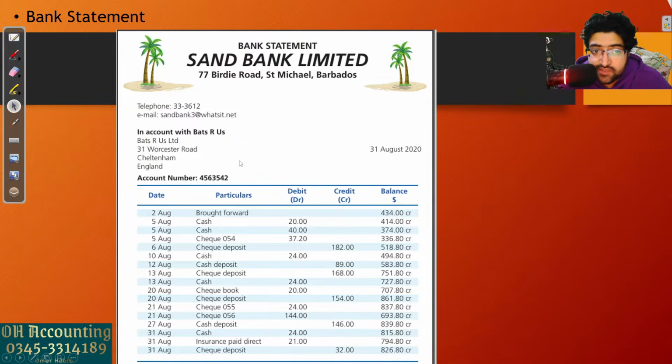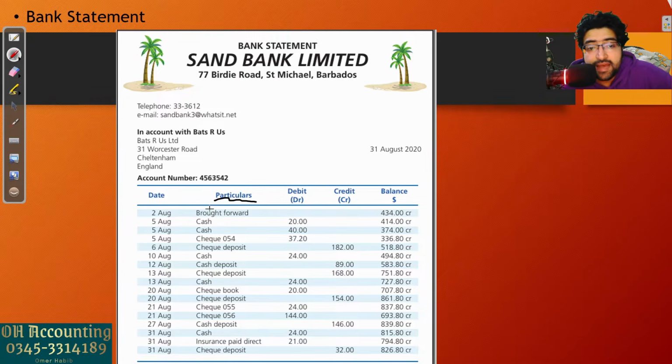So this is what a bank statement looks like. See, the name of the bank and all those details are there. Okay, you don't have to worry about those. The dates are given. These are the details. This is debit, credit, and balance, right?